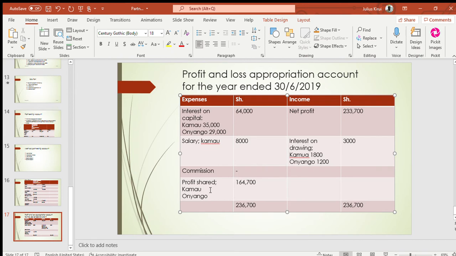So 164,700 divided by 2. What do you get? Yes? 82,350. Now that is how you come up with the profit and loss appropriation account. Any question as far as profit and loss appropriation account is concerned?